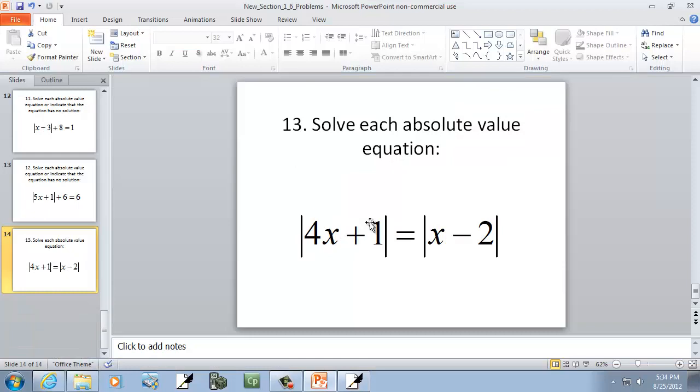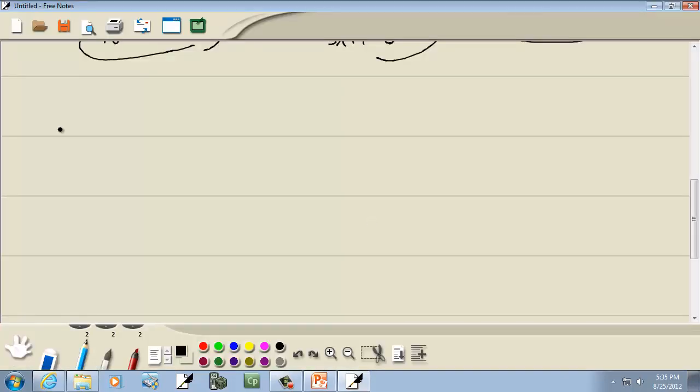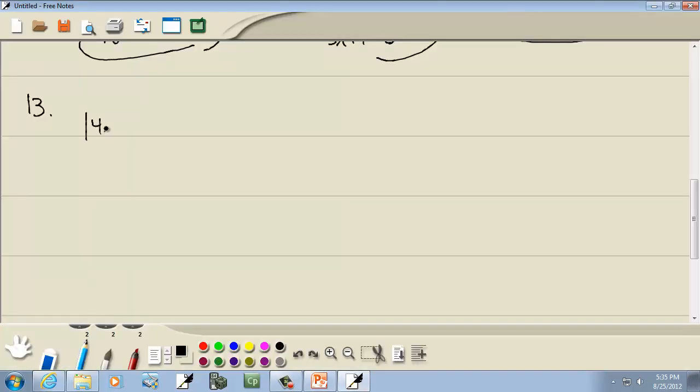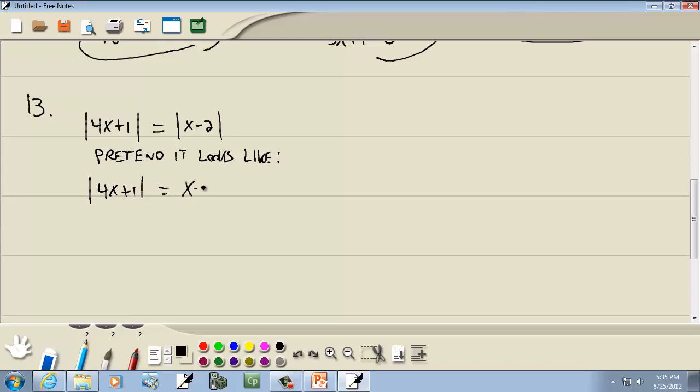And let's look at our last problem. This is again an oddball case. So we've got the absolute value of 4x plus 1 is equal to the absolute value of x minus 2. Now this oddball case is we got an absolute value equal to an absolute value. To work this one, pretend it looks like this right here. The absolute value of 4x plus 1 is equal to x minus 2.